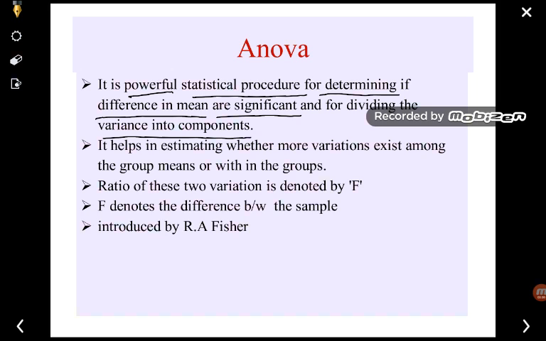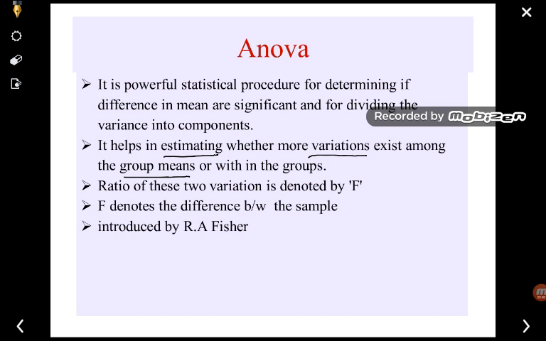So it helps in estimating whether more variation exists among the group means or within the group. हम क्या करते हैं, we used to estimate, हम find out करते हैं वेरिएशन विद इन द ग्रुप है या फिर इन बिटवीन द ग्रुप्स है, and the ratio of these two variations is denoted by F because it was introduced by R.A. Fisher. So we used to find out the ratio of the F.